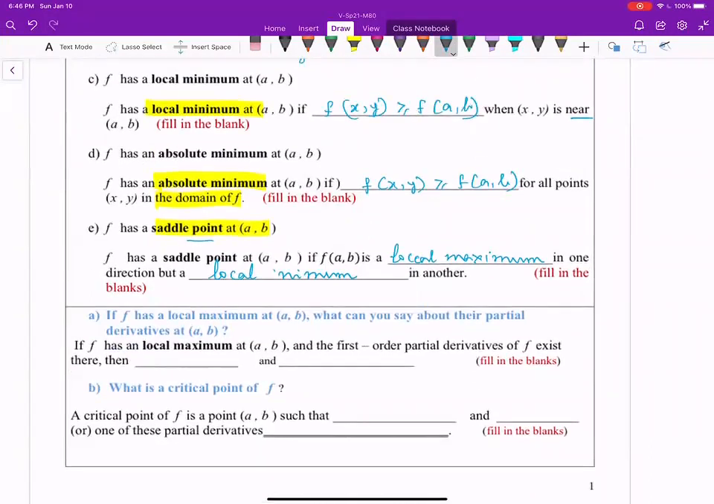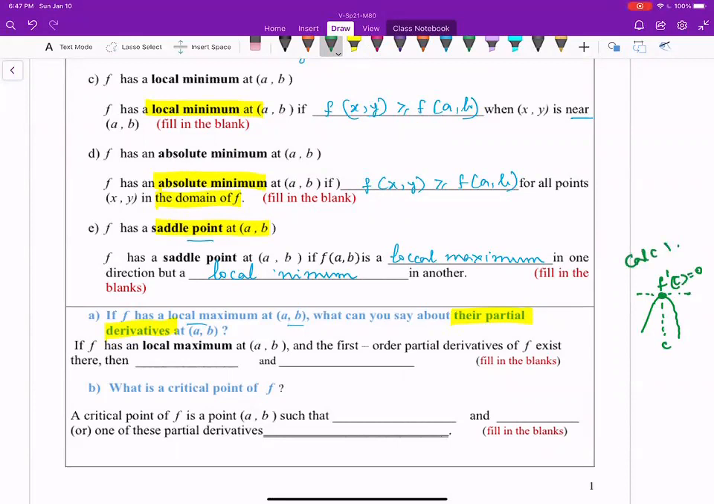Next, if f has a local maximum at (a, b), what can you say about its partial derivatives? It's kind of similar to the idea from Calculus 1 material. Whenever you have a local maximum at a point, then there will be a horizontal slope there. So if the maximum is reached at c, then the derivative at c is equal to 0. This is calc 1 when there is a single variable.